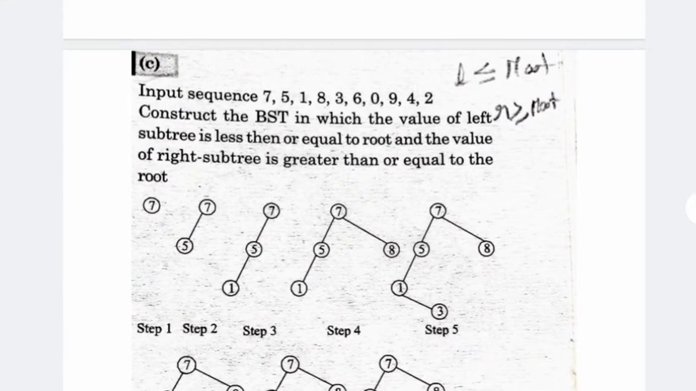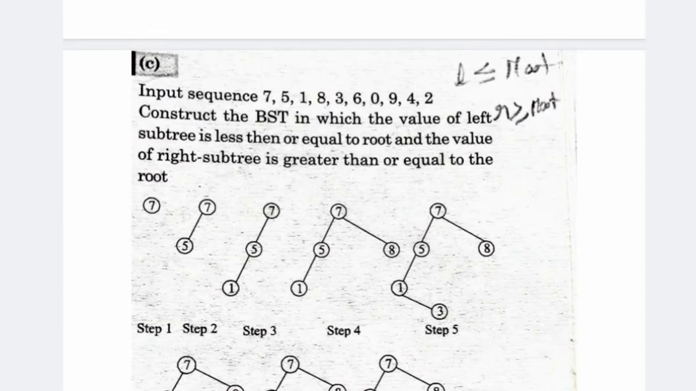Here we are also giving the explanation for the above question. We know that the left child is less than or equal to the root and the right child is greater than or equal to the root. The sequence is already given. Now we construct a binary search tree in which the value of the left subtree is less than or equal to the root and the value of the right subtree is greater than or equal to the root.